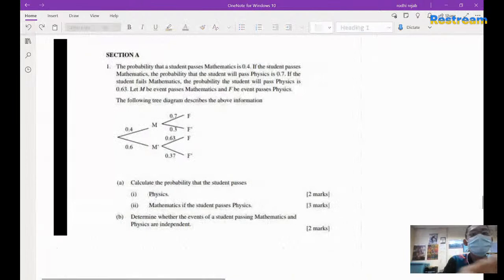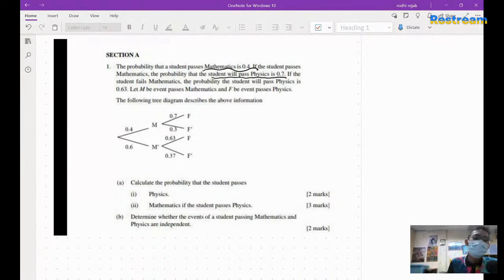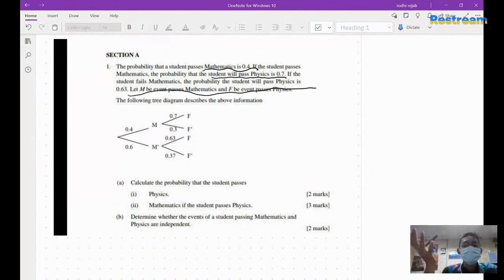Will pass physics 0.7. If the student fails math, the probability the student will pass physics is 0.63, and let M be the event passes mathematics and F be the event passes physics. The following tree diagram shows both pieces of information. So we are very lucky that they already give the tree diagram, so we can see whether our calculation is correct or not.